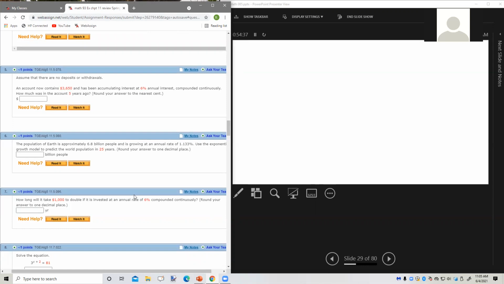Assume that there are no deposits or withdrawals. An account now contains $3,650 and has been accumulating interest at 6% annual interest compounded continuously. Aha, that's our first clue. So A equals P e to the rt, because it's continuous. And what do we know? Oh, we're going backwards. We don't know the beginning amount, but we know the ending amount is 3,650 because it says it now contains this.